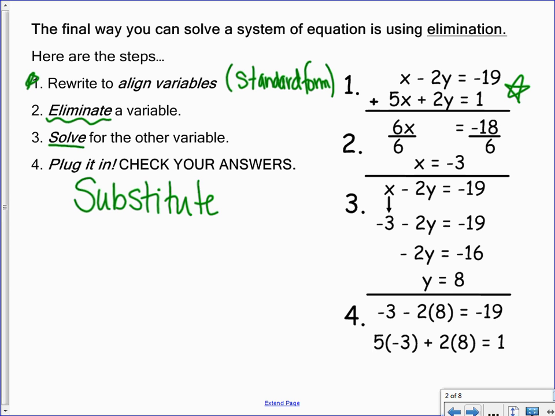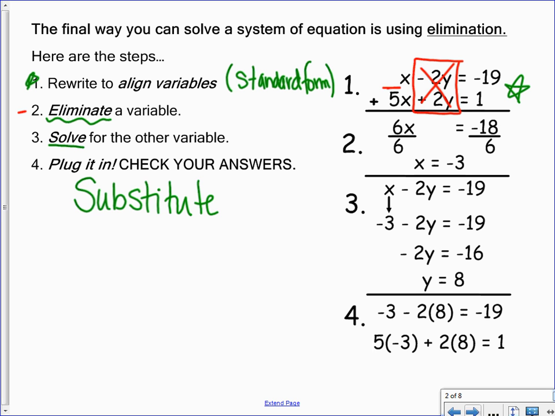You'll notice that we have them aligned in standard form. Okay? We're going to eliminate a variable. Notice that my y coefficients are opposites of each other. What happens when we add numbers that are opposites of each other? In solving equations, we do that because we eliminate it. We can cross it out. Hence, eliminate a variable.